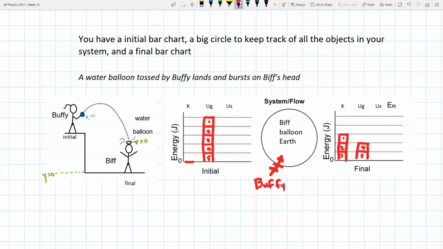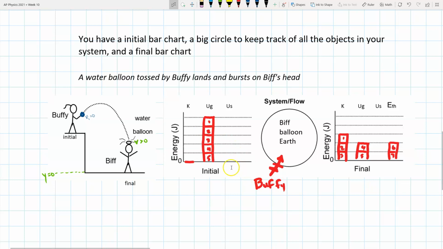Because this balloon gets misshapen and probably heats up a little bit, and there's some friction of the balloon on the head, we're going to say that that goes into the thermal energy account. Okay? So this is our qualitative way of keeping track of everything.